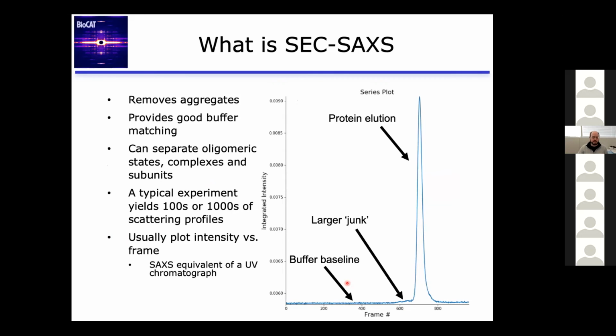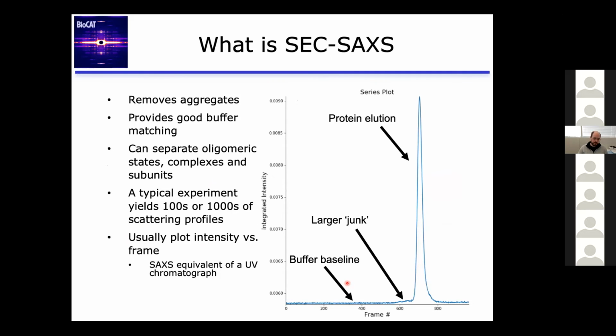So SAXS, as you may know, is extremely sensitive to having a monodispersed and homogeneous system. So you want only the protein of interest in there, and you want it all in the same oligomeric state. Size exclusion chromatography takes out the aggregates. It automatically provides good buffer matching, so you get a buffer exchange on the column.